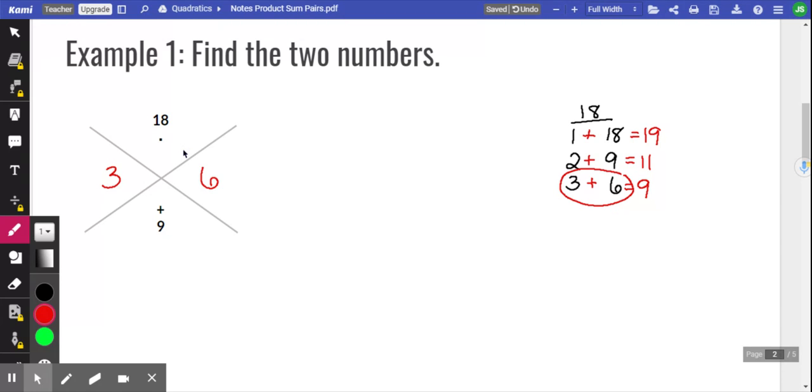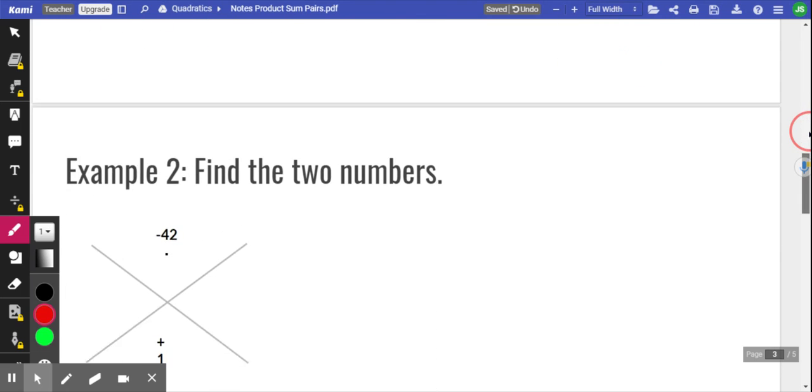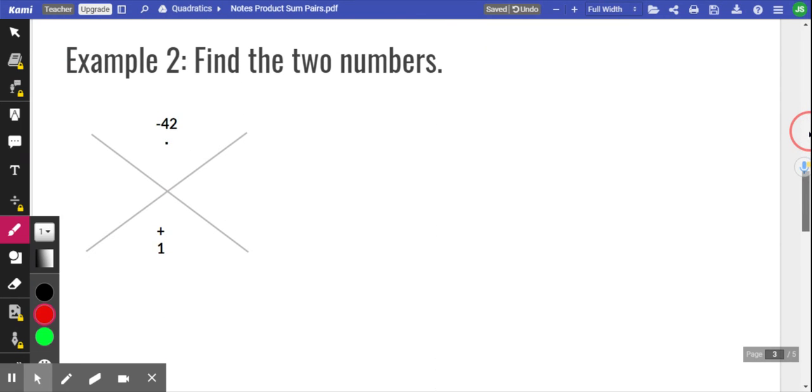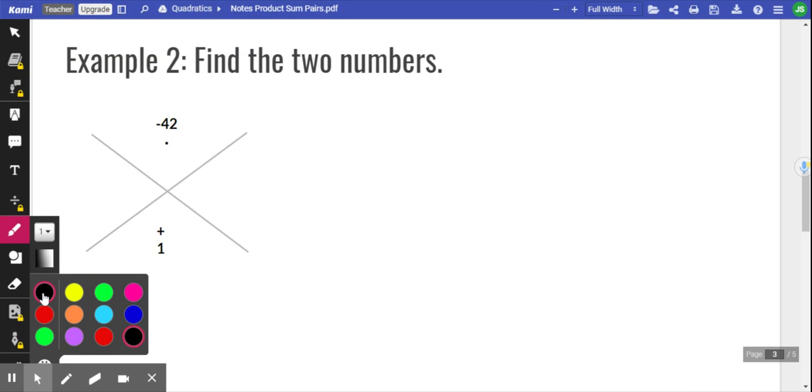So I'm going to look at the next example, because this is like our best case scenario where we have 2 positive numbers. Fortunately, that's not always going to be the case. If we look at our second example, now we want to find 2 numbers that multiply or have a product of negative 42 and also add to be 1.